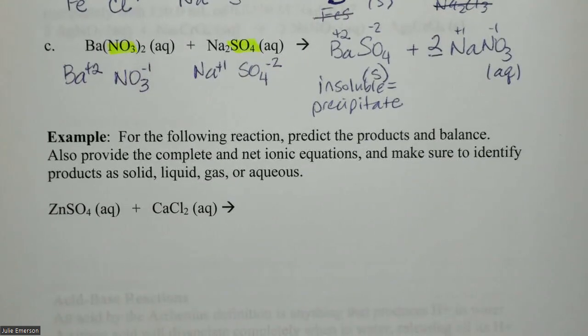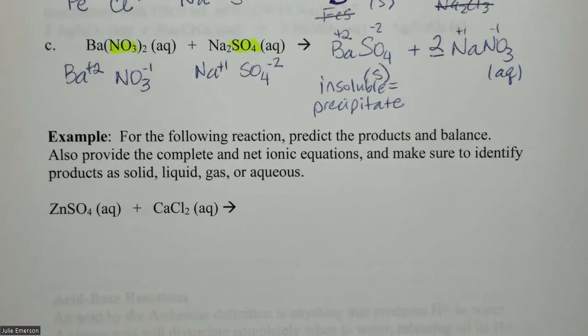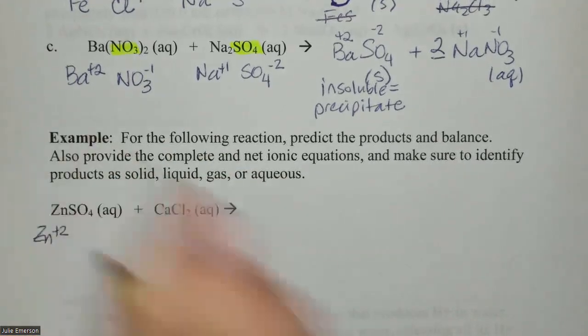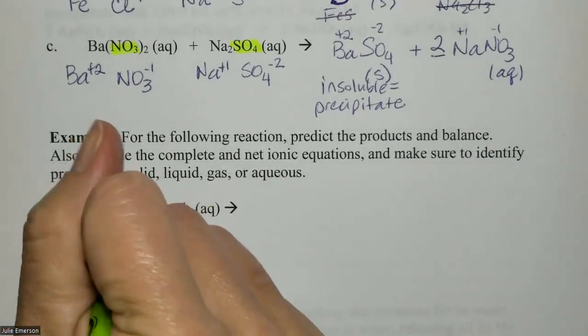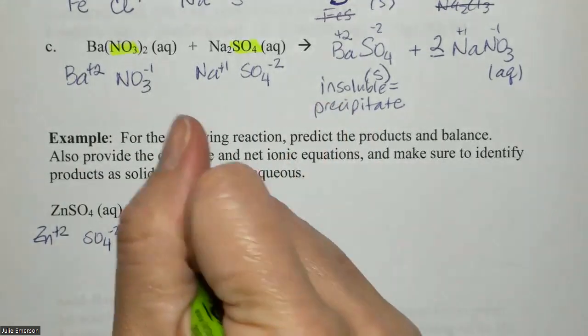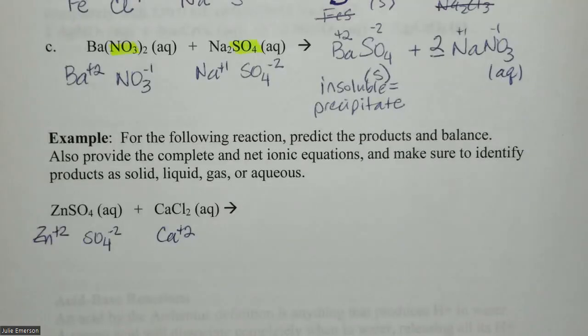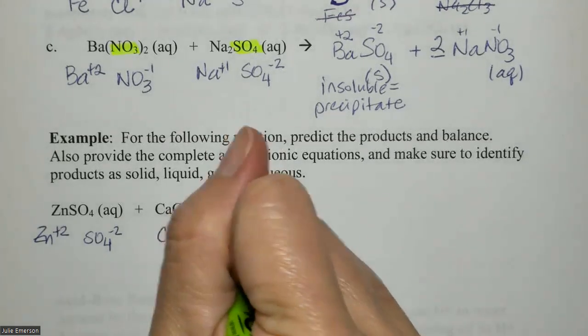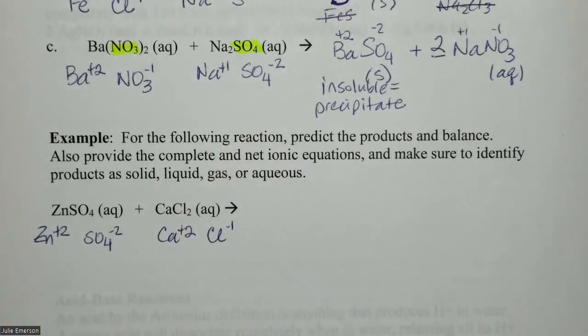I've got zinc sulfate and calcium chloride. So cation, zinc, +2 charge. Sulfate, we just saw this one, SO4 -2. Calcium, group 2 alkaline earth metal, +2. And then that chloride, again, not a polyatomic. So we just want to look at chloride by itself, -1.